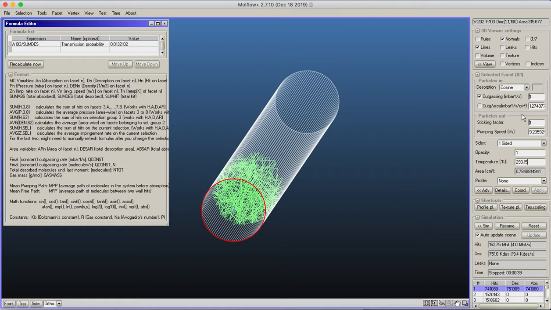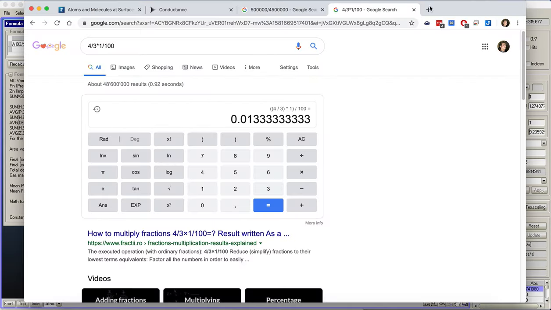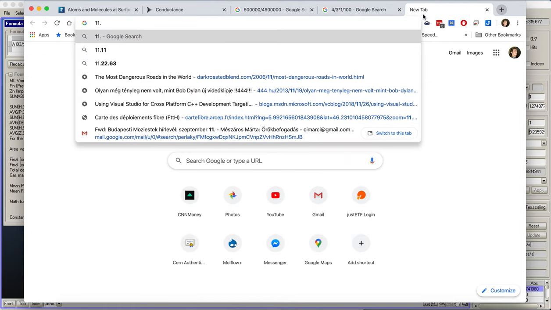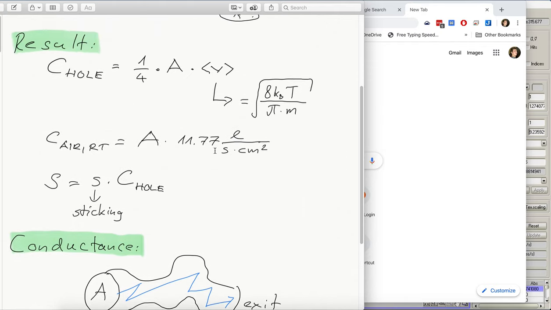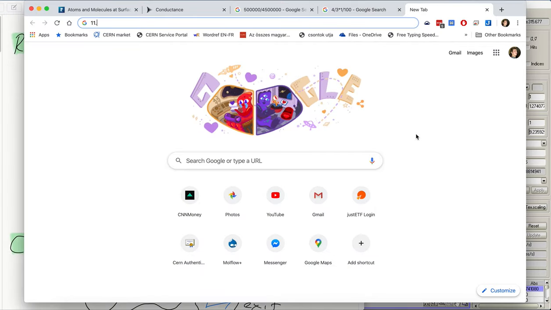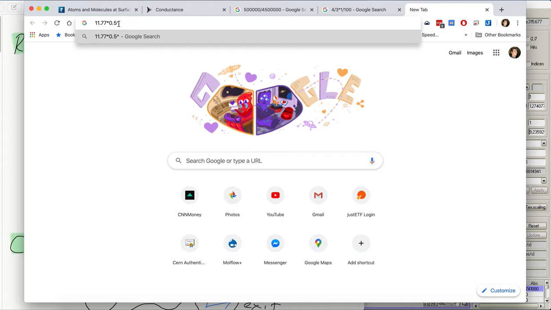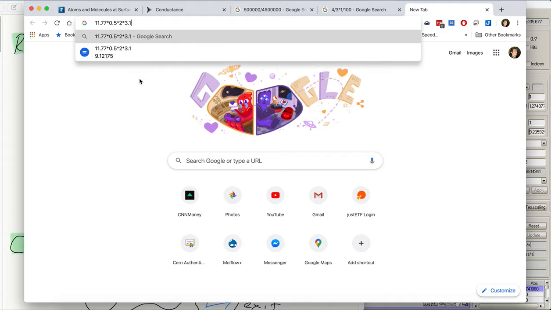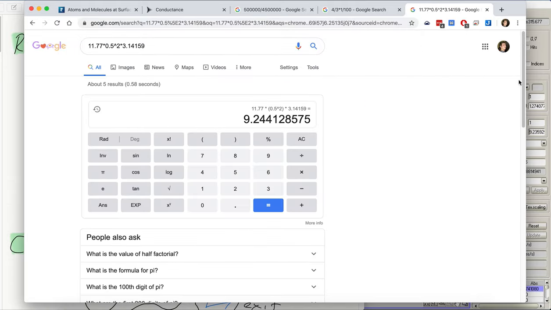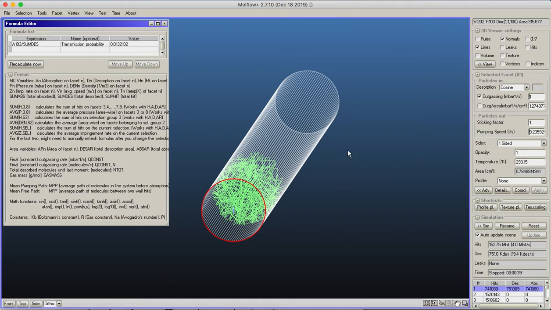And at this point, Molflow is estimating that the pumping speed will be 9.23 liters per second, which is, by the way, equal to our formula, which we have shown before. So we have this magic number of 11.77 liters per second per square centimeter. You can verify it: 11.77 liters per second per square centimeter times the area of our pipe, where the radius is half a centimeter. We multiply it by pi and we get about 9.2, which is more or less in line with what Molflow calculated.